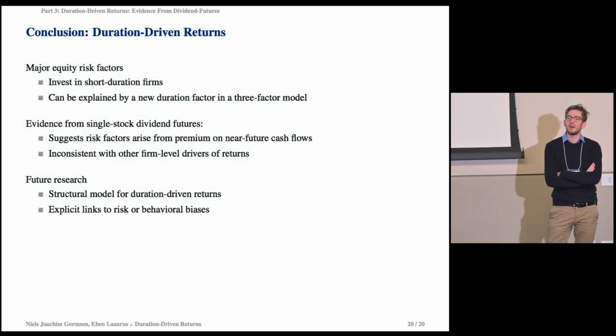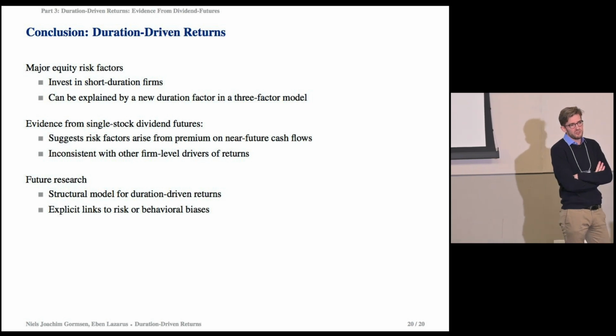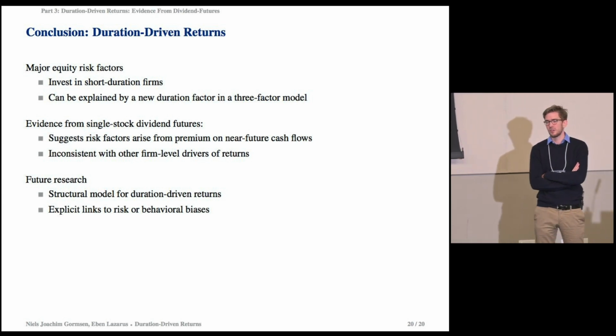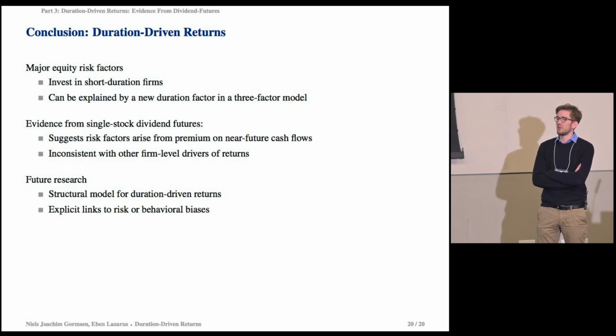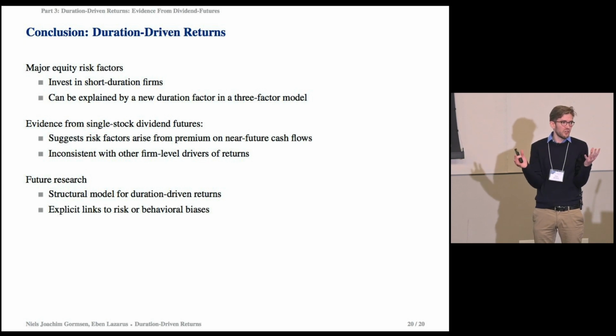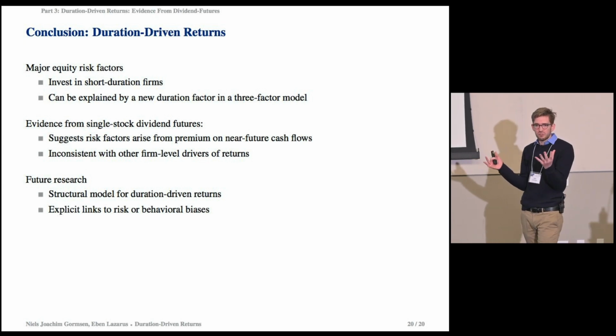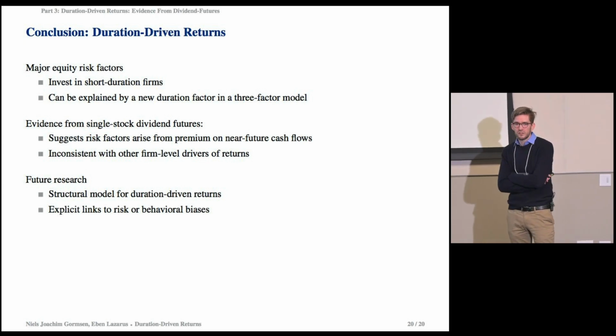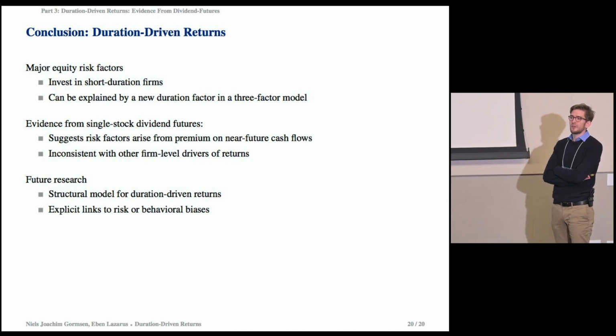So in the future, I haven't shown you this, but we have a reduced form model that explains this, right? The Lazarus model slightly extended. We would like to have a structural model for why this all happens, and we would also like to have some more explicit links to risk or behavioral biases. Right now, we're just saying, look, if near future cash flows are risky or have a high risk-adjusted return, then all these risk factors are going to arise. Okay, thank you very much.